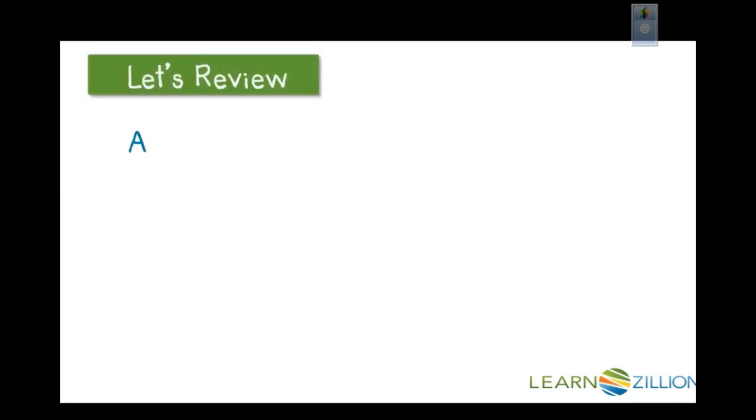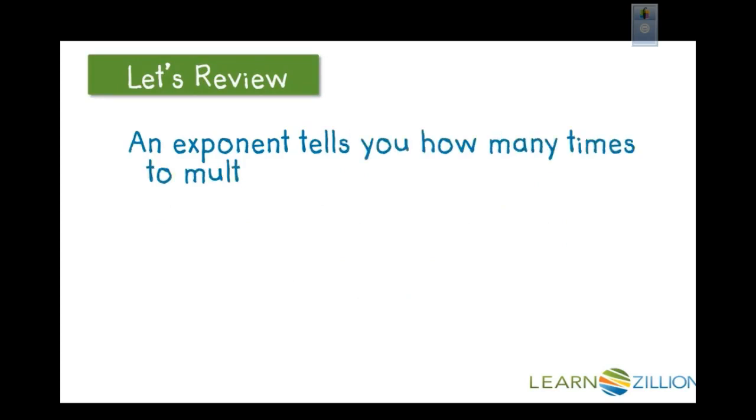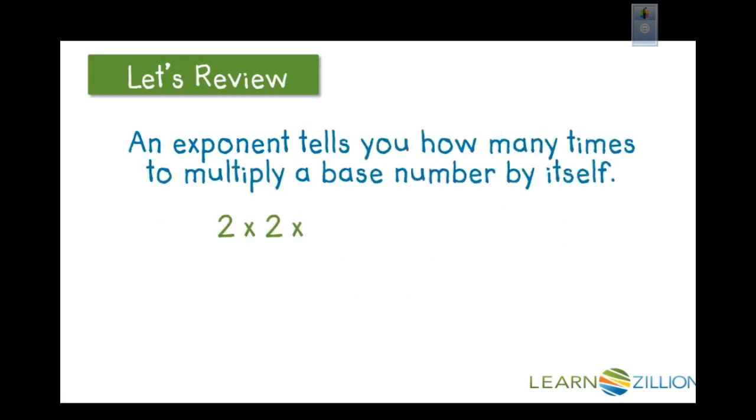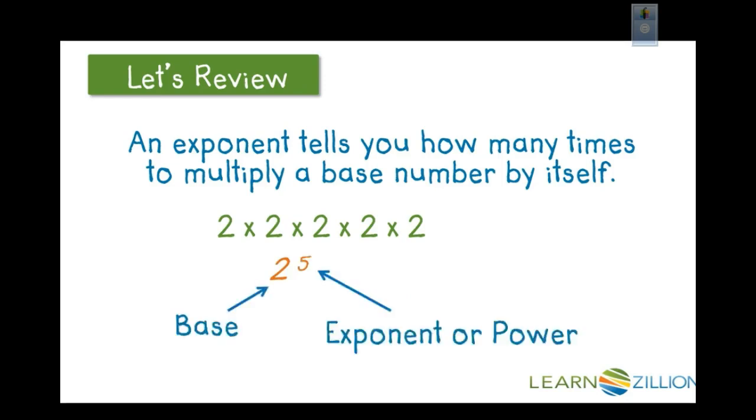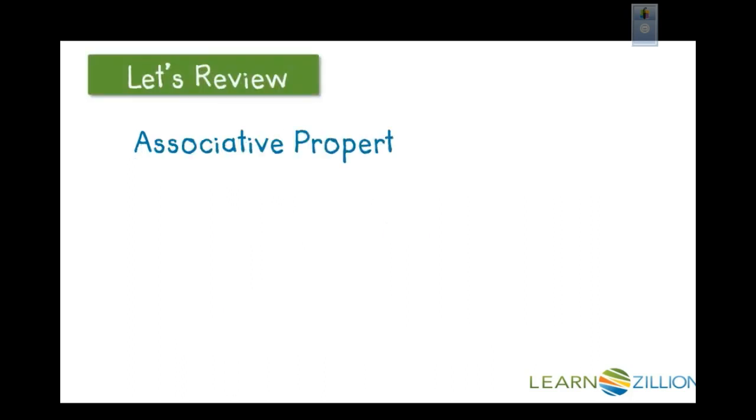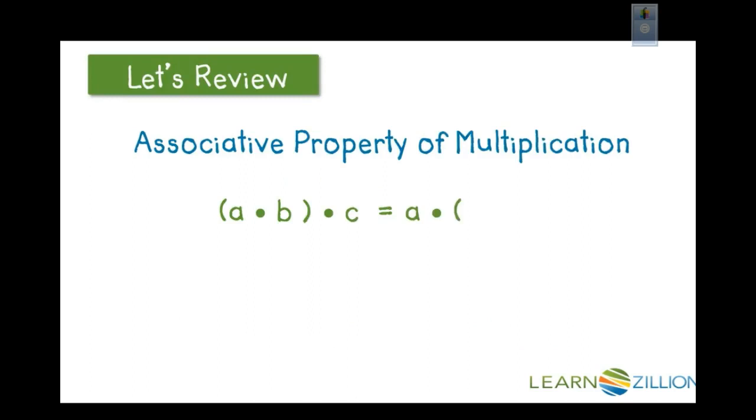Let's review. An exponent tells you how many times to multiply a base number by itself. So a multiplication statement like 2 times 2 times 2 times 2 times 2 can be rewritten in exponential form as 2 to the fifth power, where 2 is the base and 5 is the exponent, also known as the power. Also, the associative property of multiplication states that you can regroup numbers in a multiplication sentence.